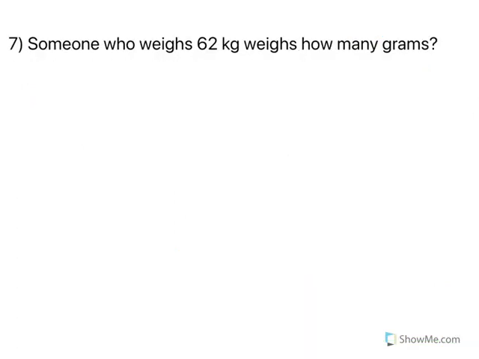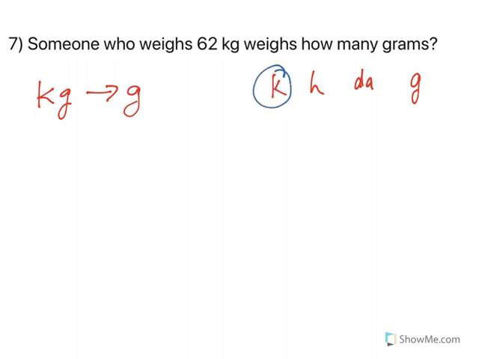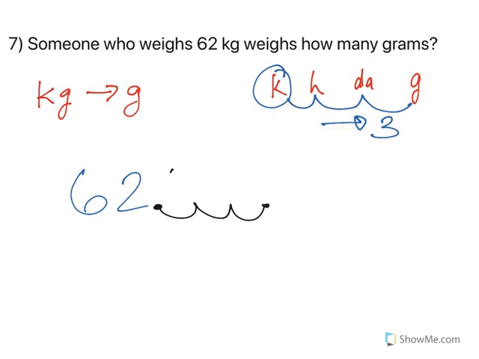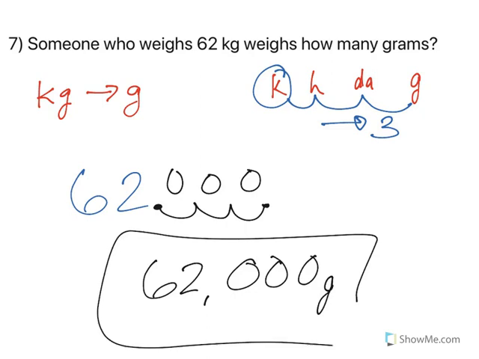Let's do another. Someone who weighs 62 kilograms weighs how many grams? Okay, same idea. Now we need to go from kilograms to grams. So if we're looking at our sheet, we have grams, and then going to the left, we have decagrams, hectograms, and kilograms. So if I start at kilo, I've got to go 1, 2, 3 to the right. So 62, my decimal point's at the end, 1, 2, 3, 3 humps, so 62,000 grams.